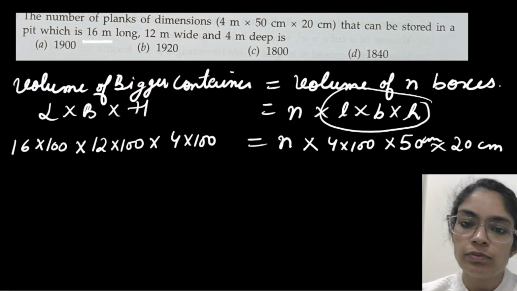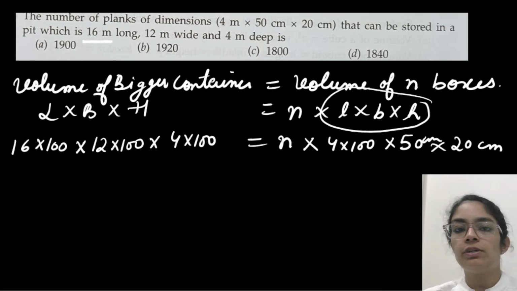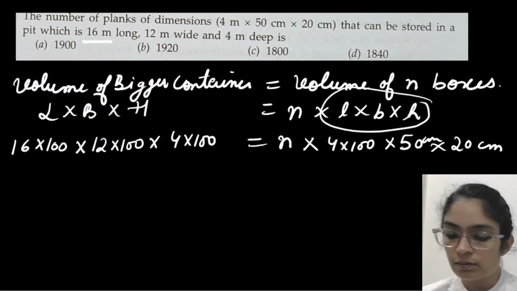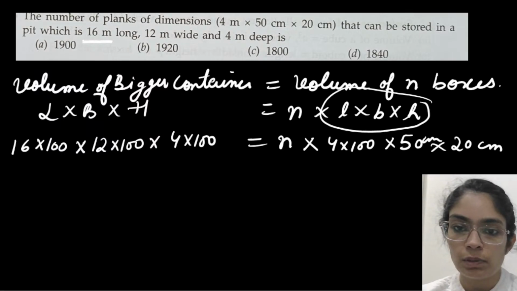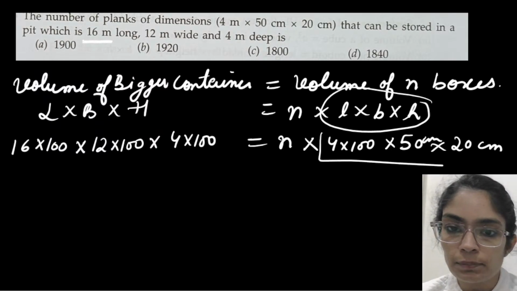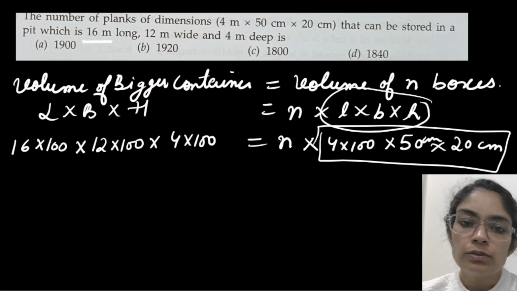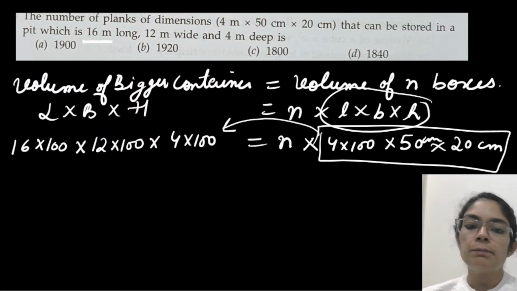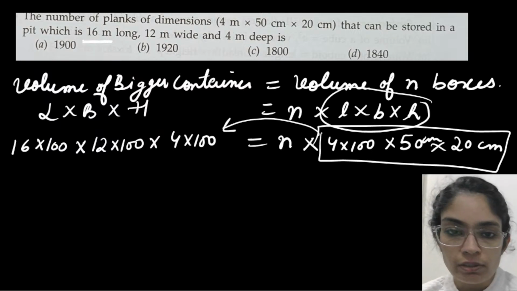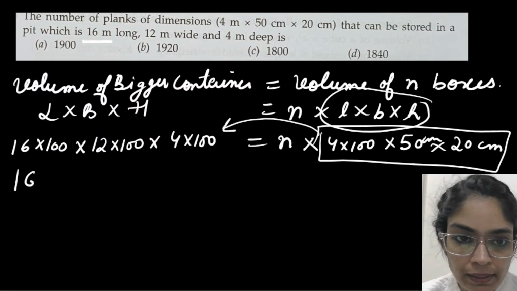So n we have to find. Now don't do any multiplication. In mensuration we try to do cancellation as much as possible. All these terms I'll shift to the other side, because we have to find the value of n. n will stay on this side. These terms are getting multiplied, so when we shift them to the other side, they'll get divided by this number.